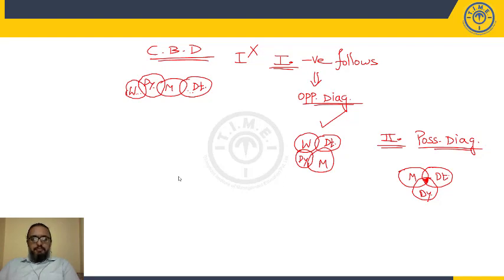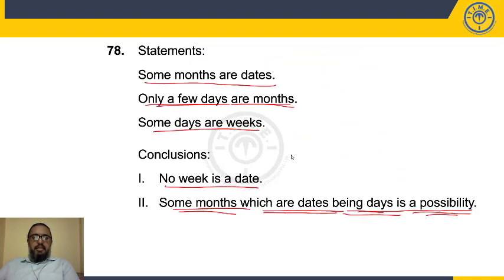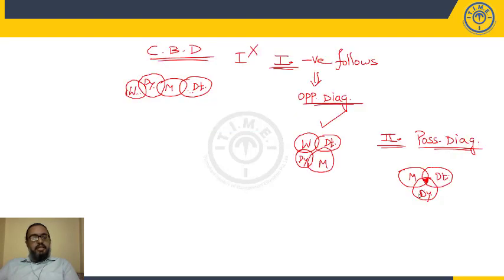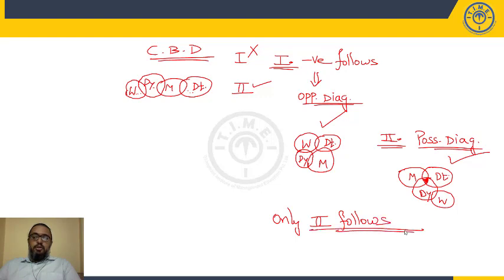Let us see if that satisfies. So we redraw the statements. The first statement, some months are dates, already satisfies. Then only a few days are months also satisfies. And some days are weeks. You can draw it like this. So is it possible? Yes, definitely it is possible. So I can say that the second one follows. So my answer to this is only conclusion 2 follows. So it is choice 2. Understood the point here?